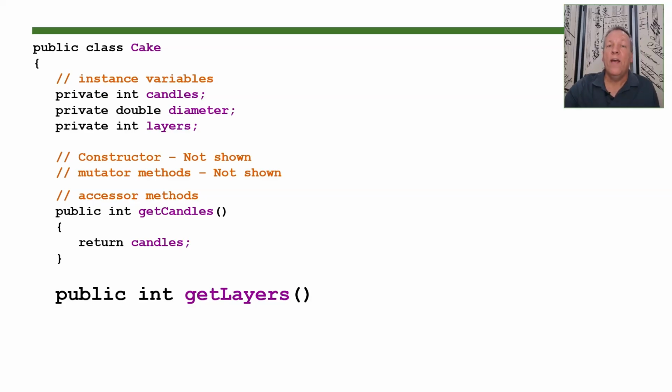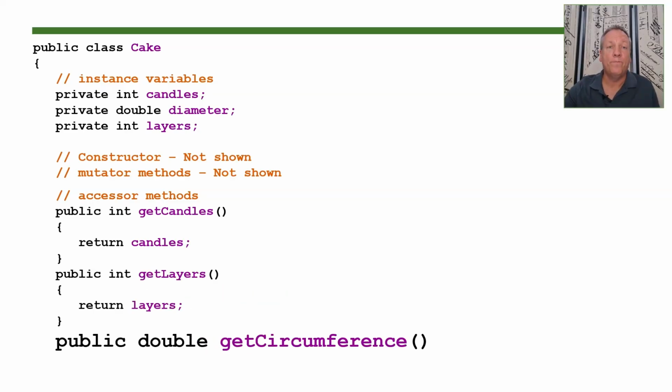Let's try another one. Here is the accessor method getLayers, which will return the instance variable layers. Notice that this method has the same type of method header as getCandles, public access specifier, an int return type, and no parameters. This method also utilizes a return statement to return the value of the instance variable to wherever this method was invoked from.